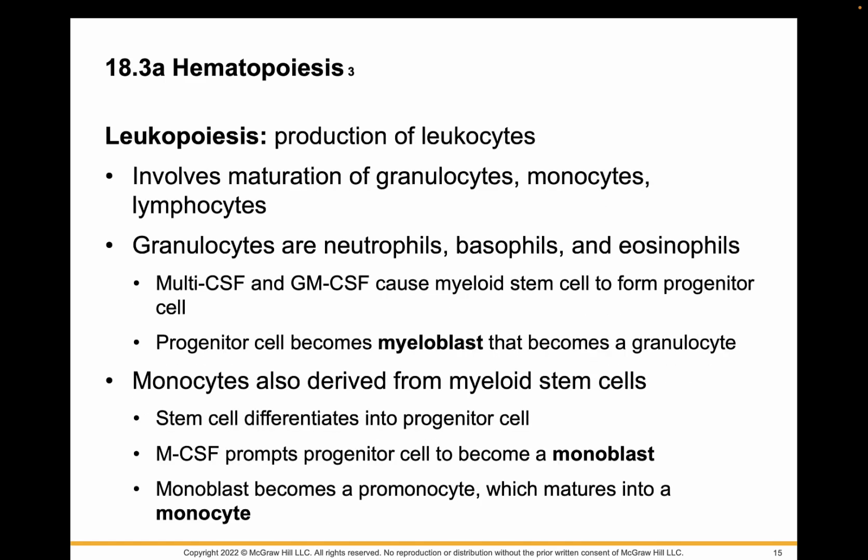When we look at leukopoiesis, this is going to be the process or the production in how white blood cells are formed. And this will involve the maturation of granulocytes, monocytes, and lymphocytes. And eventually, we're going to see the development of white blood cells. Remember, the majority of our formed elements are coming from the myeloid line, and the exception to the rule will be lymphocytes. They are coming from the lymphoid line.